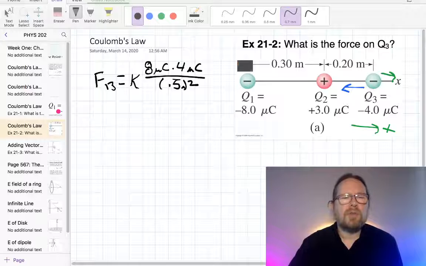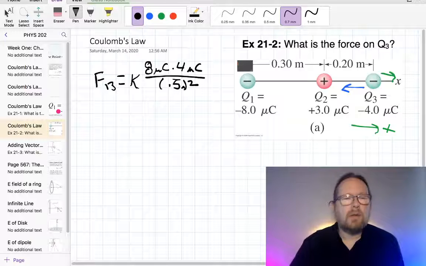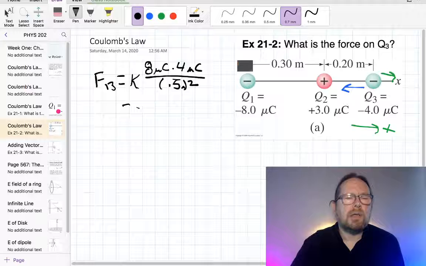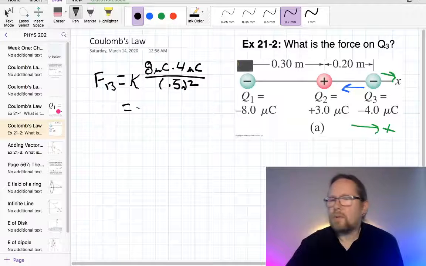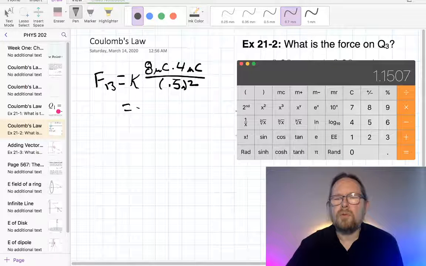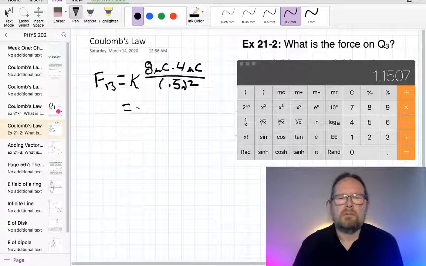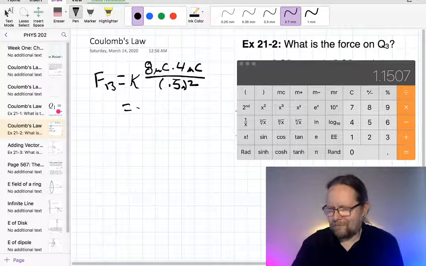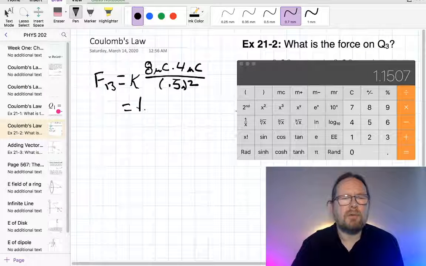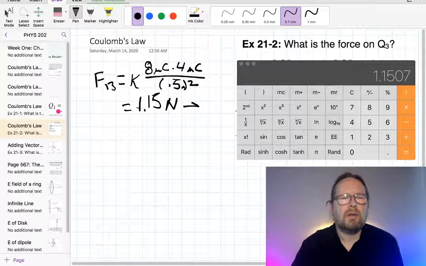So the force that 1 exerts on 3 is 1.15 newtons to the right. 1.15 newtons, that way.